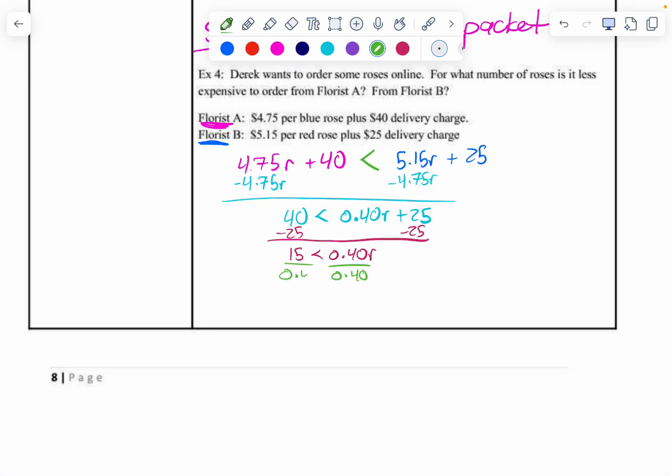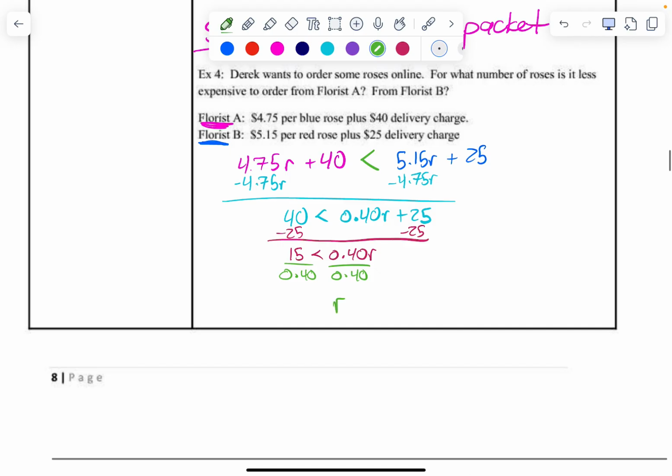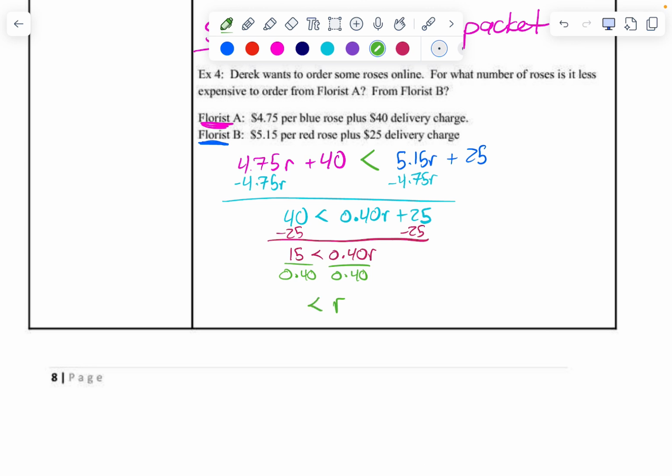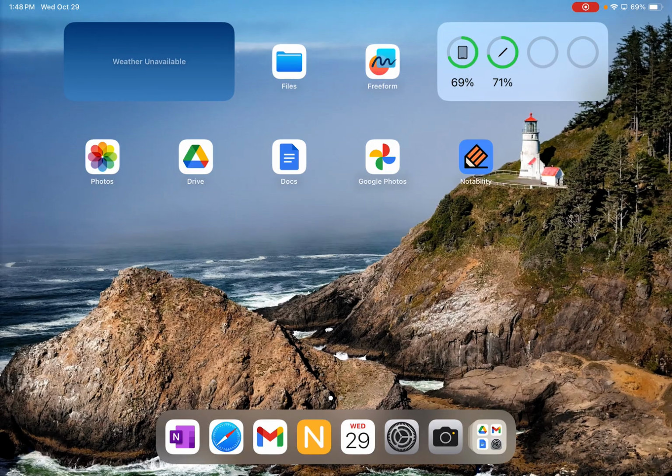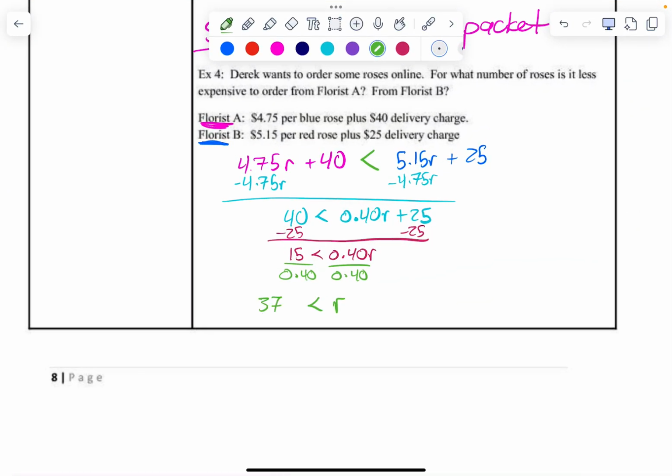Do we need to flip the inequality? No. Did we divide by a negative? Nope. All right, 15 divided by 0.4. Let's do that. 15 divided by 0.4 is 37.5. Okay. What does it mean? 37.5 what, and what does it mean? It is less than R. No, I don't want you to just tell me what that says. I want you to explain what it means in the story.